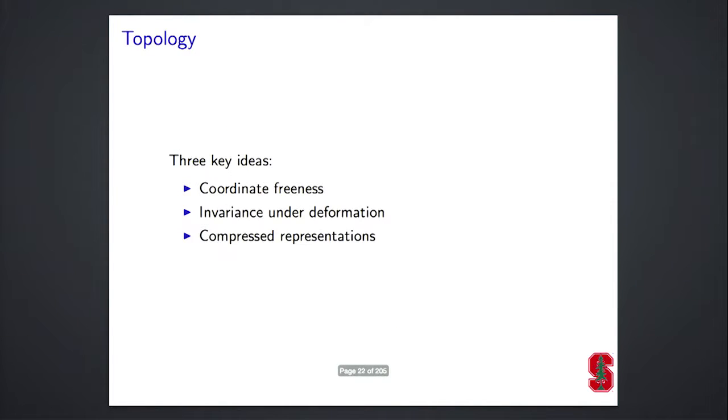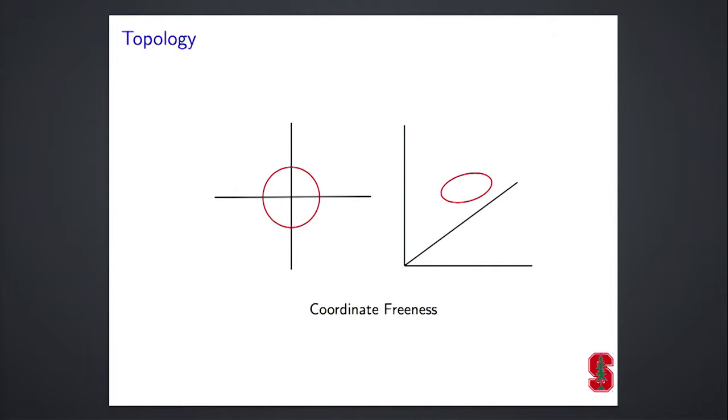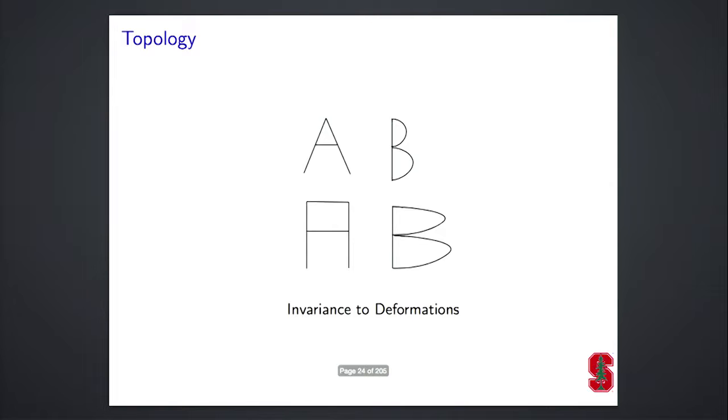So I would argue that topology has 3 key ideas: it represents shape in a coordinate-free fashion, it has invariance under deformation, and finally, compressed representations of shapes. So coordinate freeness is illustrated by this picture. A circle can obviously sit in the plane, but it can also be rotated and moved into space, for example. We don't care how it sits in space. We're interested in the circle itself.